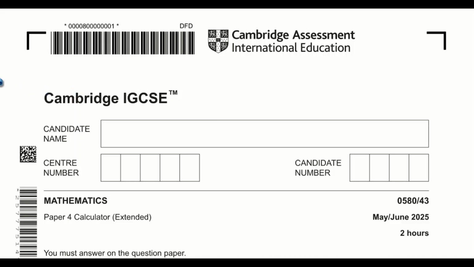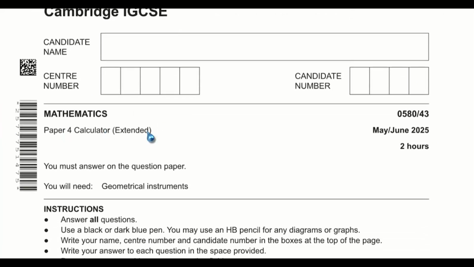Hello everyone, this is the Cambridge IGCSE Mathematics paper 4-3 written in May-June 2025. There are 26 questions in this paper.